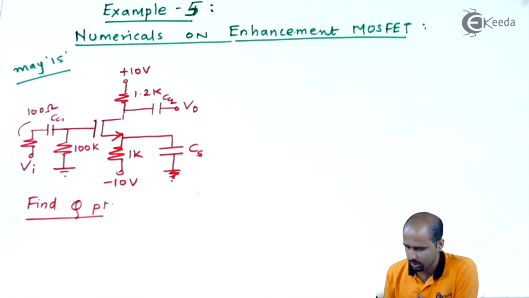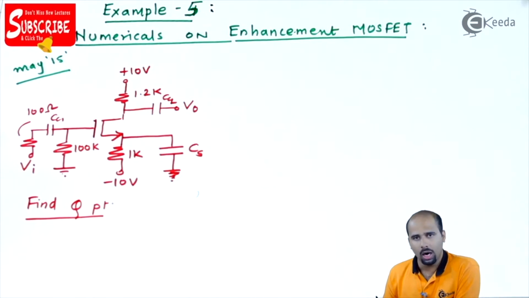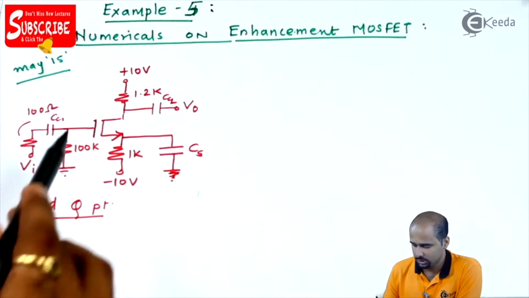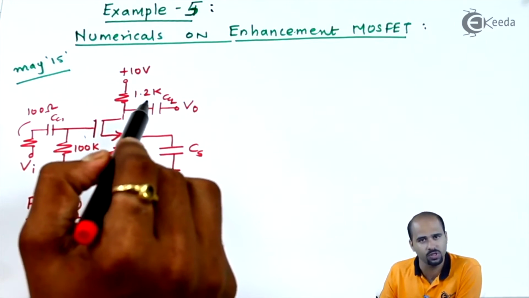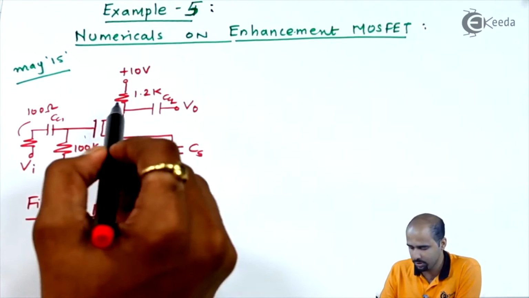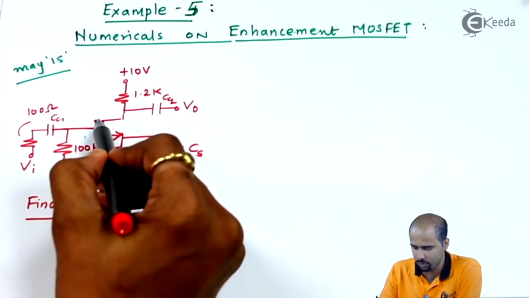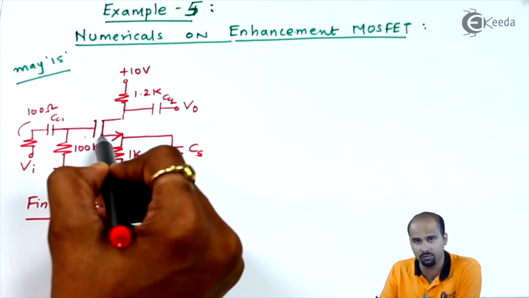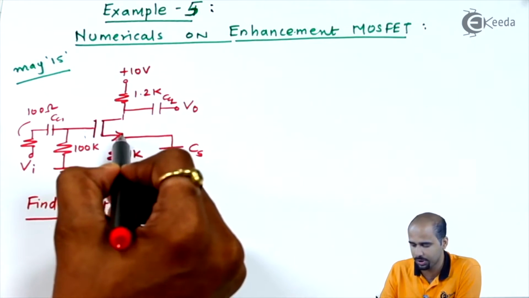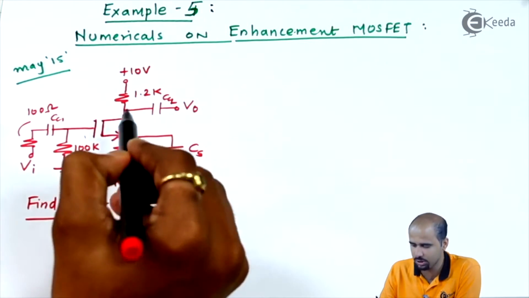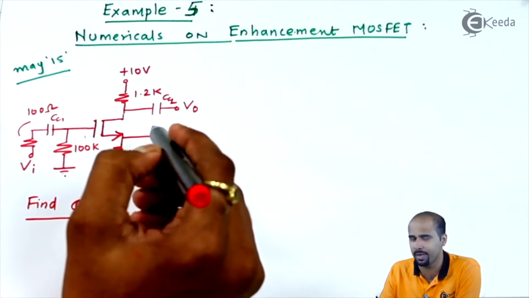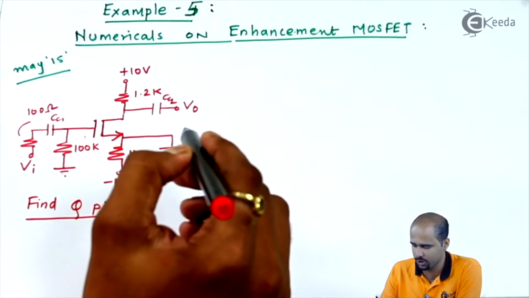This is the actual question frame. Now, before attempting this particular question, just see to it that this particular symbol is for enhancement type of MOSFET, where your channel is not already formed, that's why there is a gap between the gate and the window. This direction represents that it's an N channel enhancement type of MOSFET.